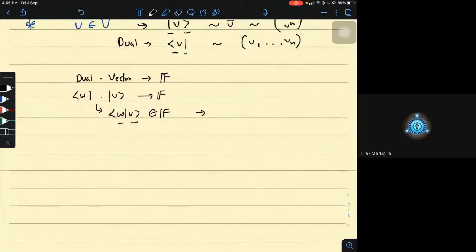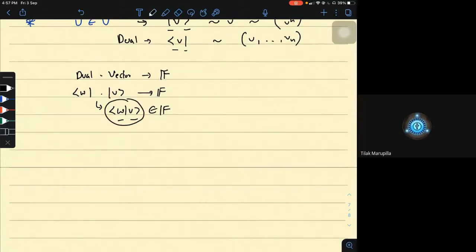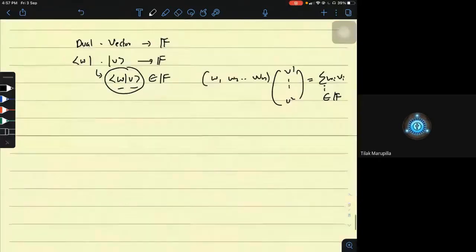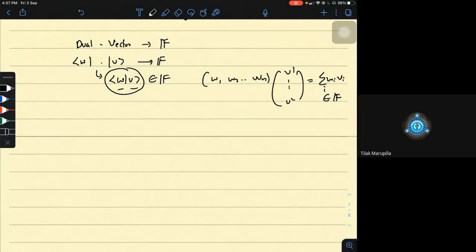Here we have the freedom to choose how we want to take this product of vectors. The standard inner product, the standard dot product, is where we take W1, W2, Wn and multiply this with the vector V by matrix multiplication. This will just give us the sum of Wi Vi, which belongs to the field F. This is the standard inner product, called the inner product of W and V.